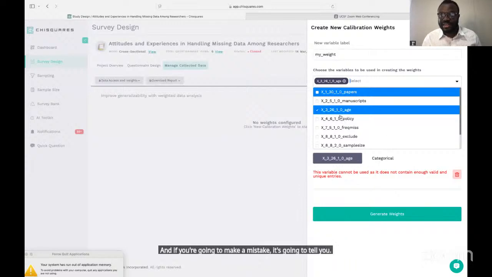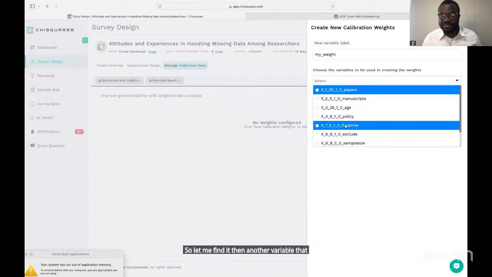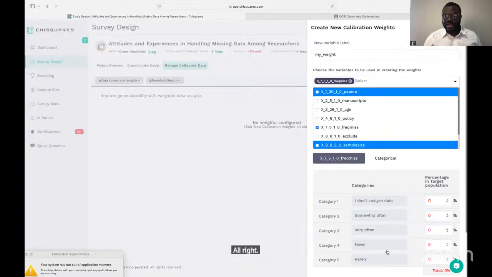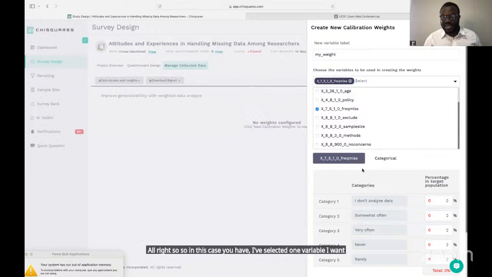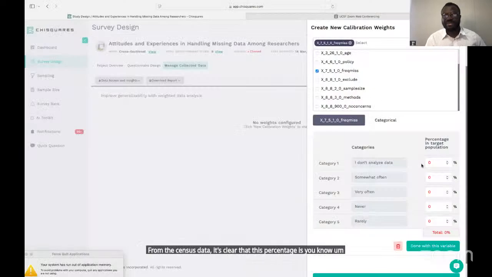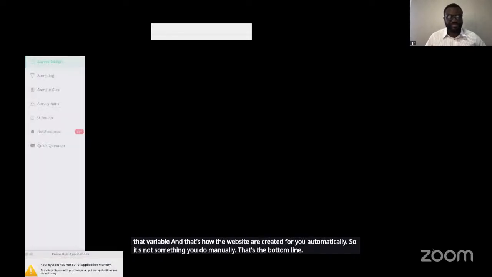So let me find another variable that I could just use. All right. So in this case, I've selected one variable I want to weight on. Now, what I have to do is provide the percentages for individuals in these categories from the census. I can say from the census data, it's clear that this percentage is maybe 25%, and so on. Once I'm done with this variable, I can click done with that variable. And that's how the weights are created for you automatically. So it's not something you do manually. That's the bottom line. All right, next question.